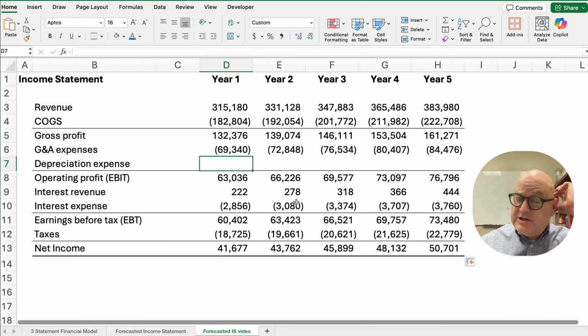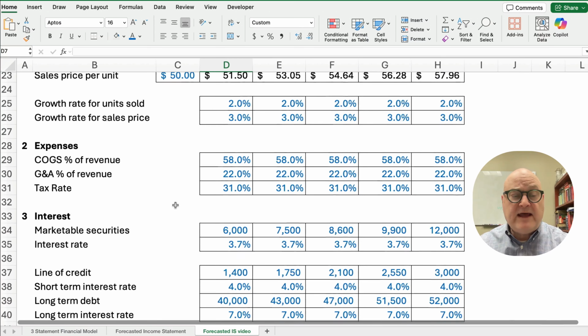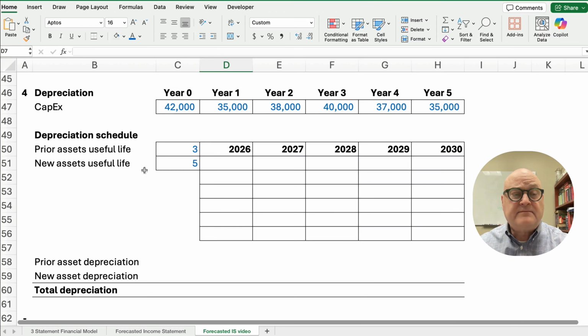We just need to calculate depreciation expense. So down here, we have depreciation. We are buying capital assets. We're buying plant assets in the amount of $42,000 before year 0, and then in the current year, $35,000, $38,000, and so on. We assume that the useful life is going to be 3 years for these prior assets, and then we're going to assume that each of the assets we purchase is going to have a 5-year life. So we need to spend a little time figuring out the total depreciation.